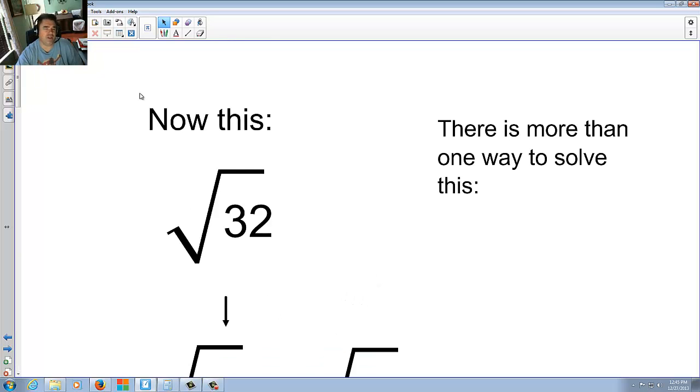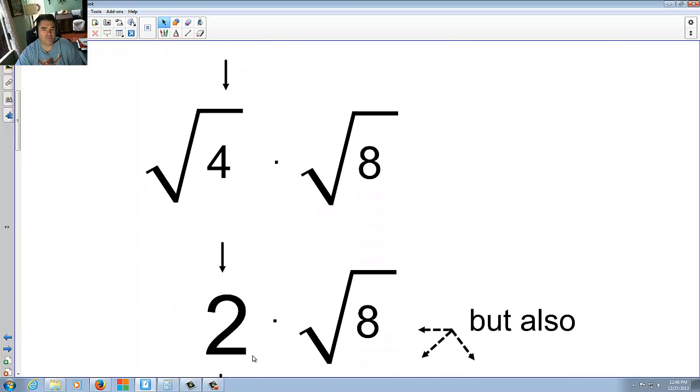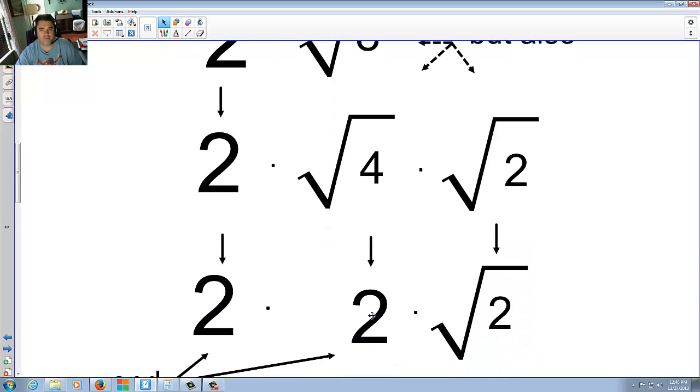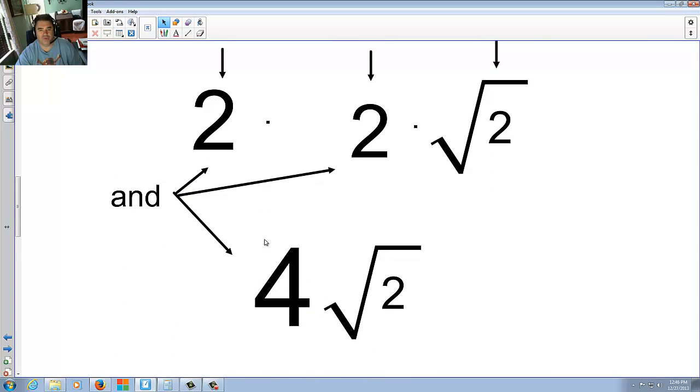Now this. Now if you have root of 32, I want to show you there's more than one way to solve this. If you don't know how to break it down, you can go ahead and break it in wherever you can. So let's say, well, I know that 32 is 4 times 8. Alright, so square root of 4 is 2, so it becomes a big 2. Now, you could say 2 times root of 8, but root of 8 also becomes root of 4 times root of 2. And a root of 4 becomes another big 2. Remember, they're all multiplied, and so they're all touching. So 2 times 2 makes 4, and the root of 2 stays where it is. So you have 4 root of 2.